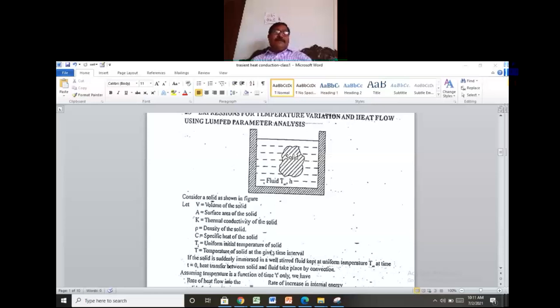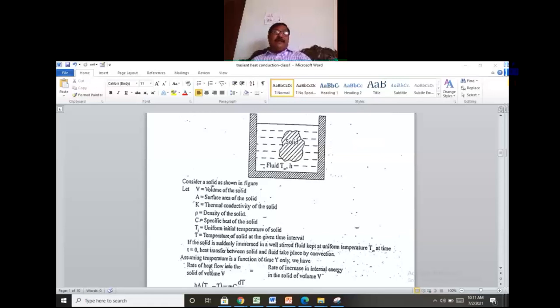Okay, assuming temperature is a function of time only, we have the rate of heat flow into the solid of volume V. The rate of heat flow into this solid is equal to the rate of increase in its internal energy. The rate of heat transfer into this solid is equal to the rate of increase in the internal energy of the solid volume V. This is a very important relationship for this derivation.